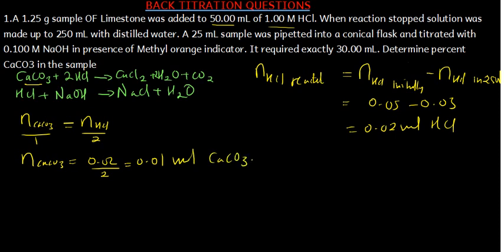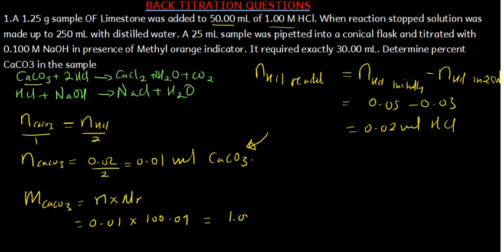Now let's convert these moles to mass. We know that the mass of calcium carbonate is equal to number of moles times molar mass. So the number of moles is 0.01. The molar mass of calcium carbonate is 100.09, and this is going to give us 1.000 grams of calcium carbonate. So this is the mass of calcium carbonate which reacted.